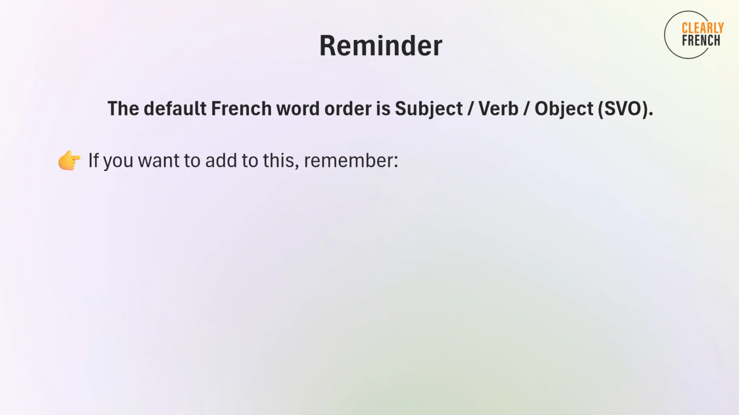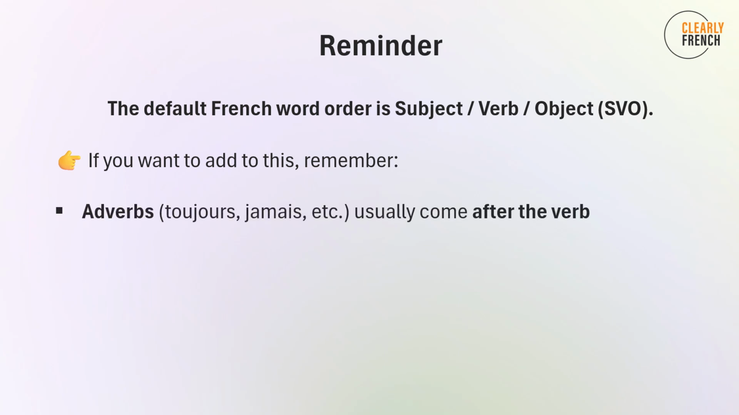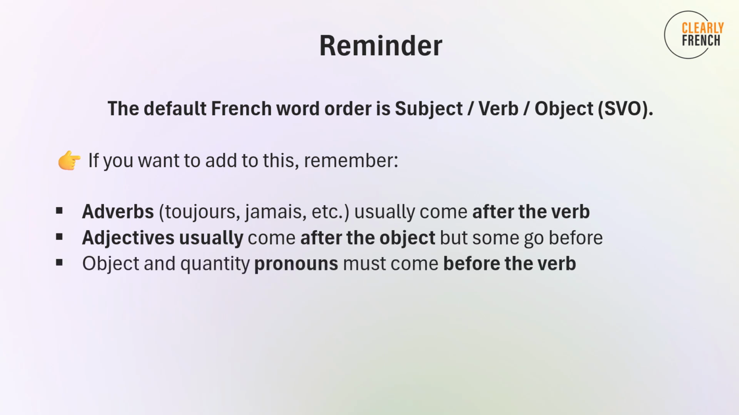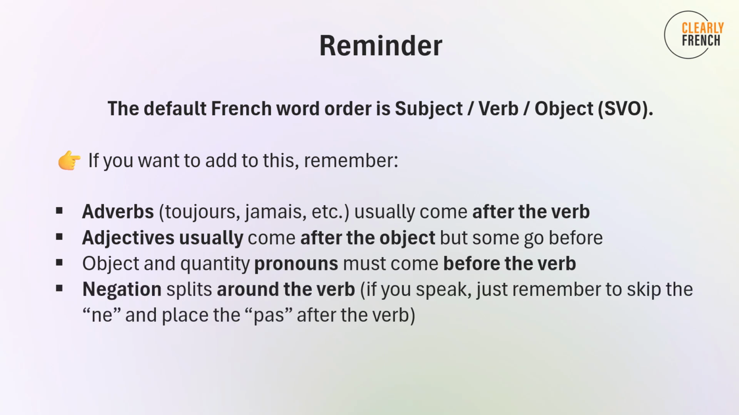Now, if you want to add to this, remember that adverbs like toujours, jamais, etc. usually come after the verb. Adjectives usually come after the object, but some go before. Object and quantity pronouns must come before the verb, and then negative splits around the verb. And if you speak, you just leave the ne out, and you place the pas after the verb.